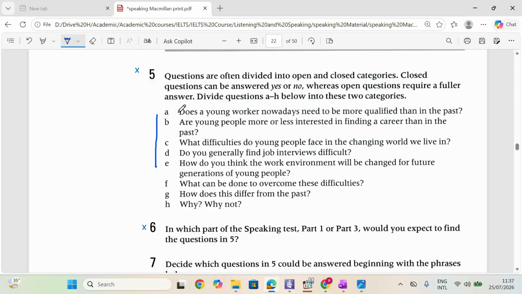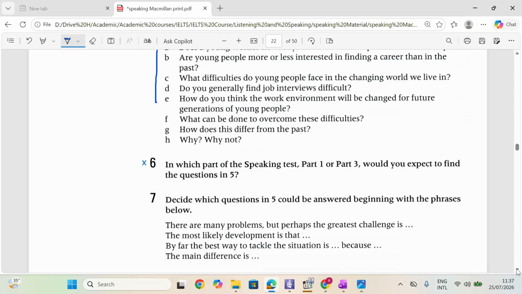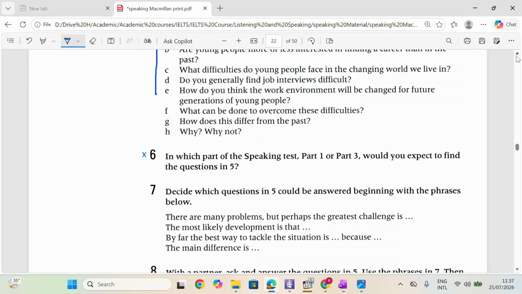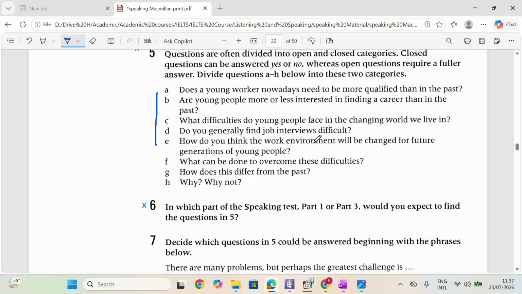You will choose a question from here and prepare your answer, but try to include expressions from exercises 7 and 8 into your answer. Take a minute, choose whatever question you like, and I'll listen to you.